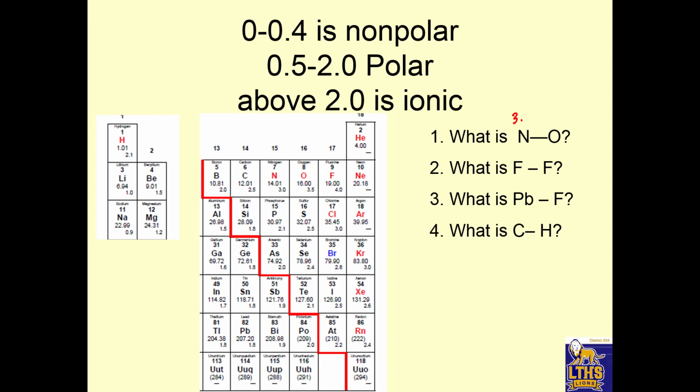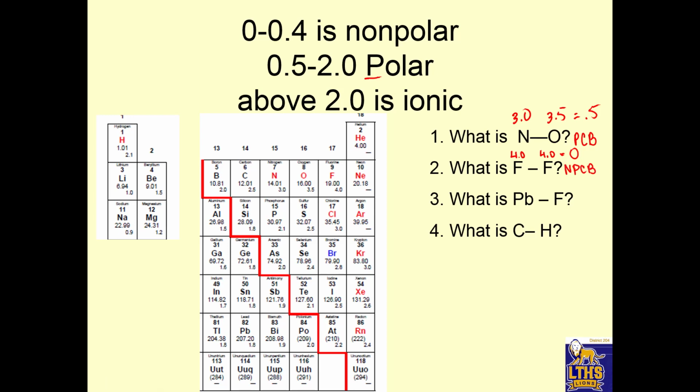Nitrogen is 3.0, oxygen is 3.5. What's the diff? It's 0.5. Now, it doesn't matter which one's bigger, it's just the absolute value difference. So 0.5 is a polar covalent bond. Polar, because one atom has more of a charge. Covalent, because they're sharing. And bond, because it's what's holding them together. F to F. So F is 4.0 and 4.0. What's the diff? It's 0. 0 means equal sharing of electrons, so that's a nonpolar covalent bond.